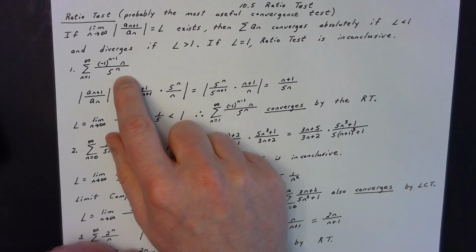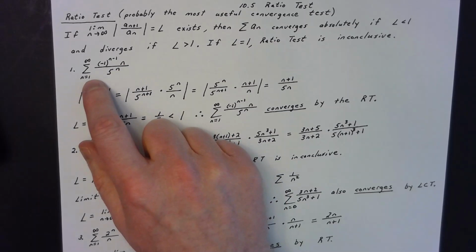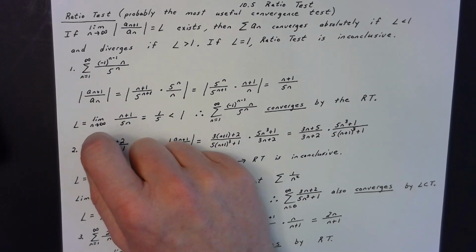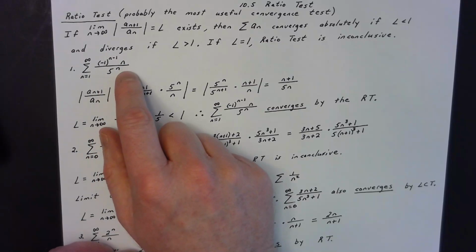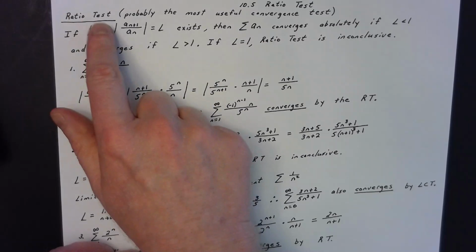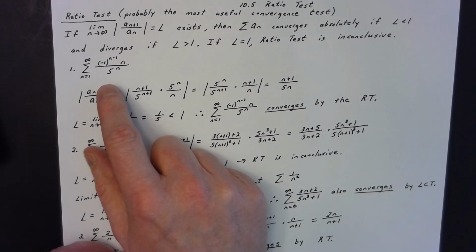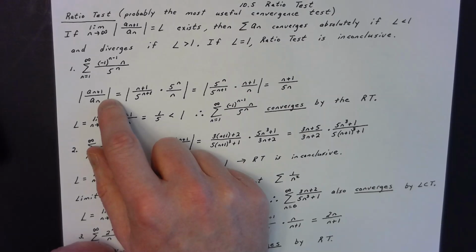So this first one, I have an alternating series, negative 1 to the n minus 1 power times n over 5 to the n, as n goes from 1 to infinity. Now, the alternating series test would work pretty well on this one, but I want to use the ratio test on this one. So I'll say, okay, the ratio test tells me to take the absolute value of the a sub n plus first term over the a sub nth term.